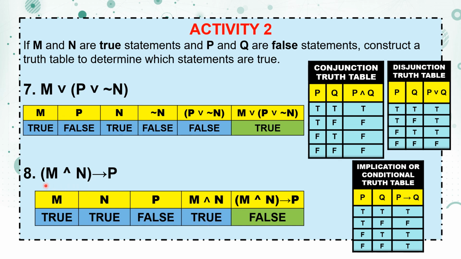And next, let's get the whole. M and N is true. Then our P is false. So, we have true, false. Since it is an implication, let's get the value from the implication truth table. Let's find true, false. True, false. So, we have false. So, the statement is false.